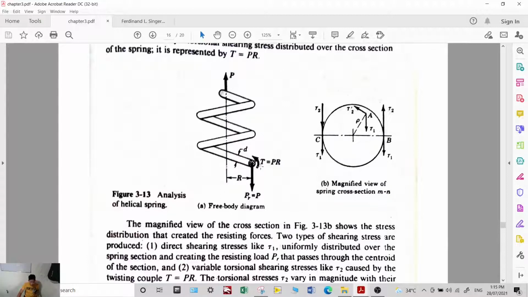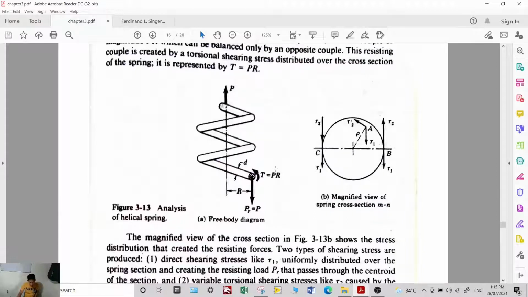If we get the summation of moment along this line, we have a torque produced by PR, which is force times the radius, P times R. So the spring must be counteracted with a counter torque T. Again, to maintain equilibrium, the value of T is also P times R. Now if we enlarge this, this would be the magnified view of the spring cross section.